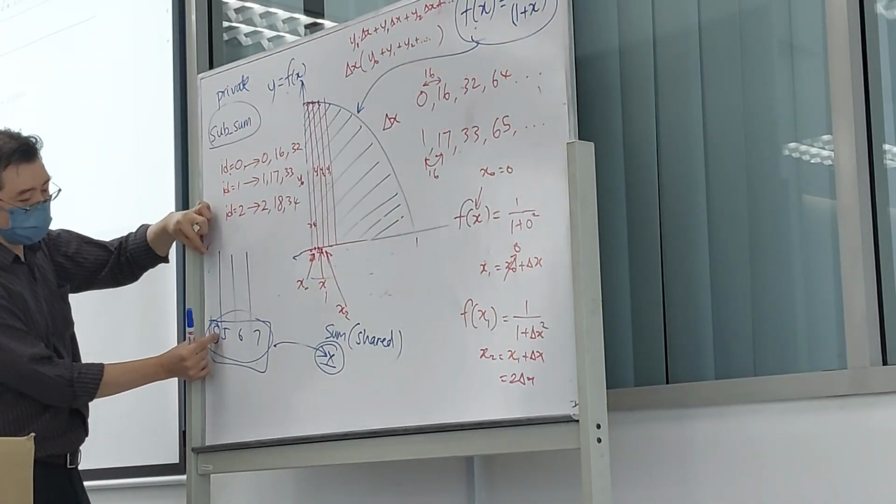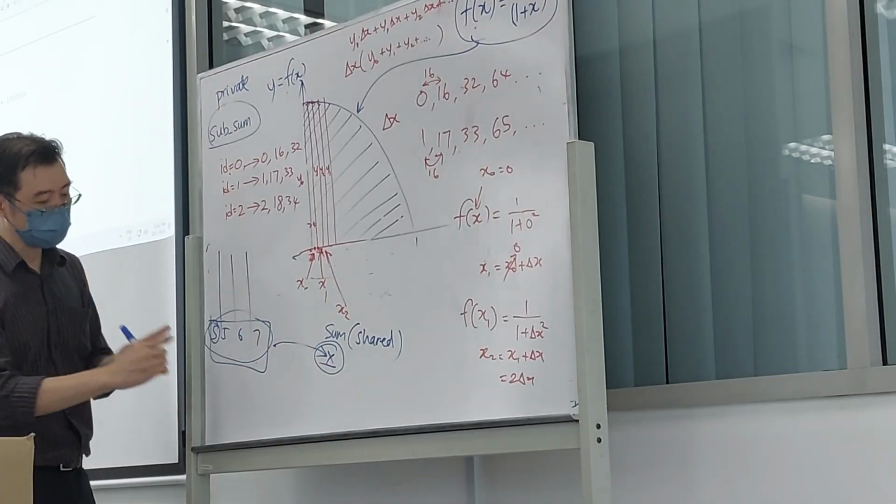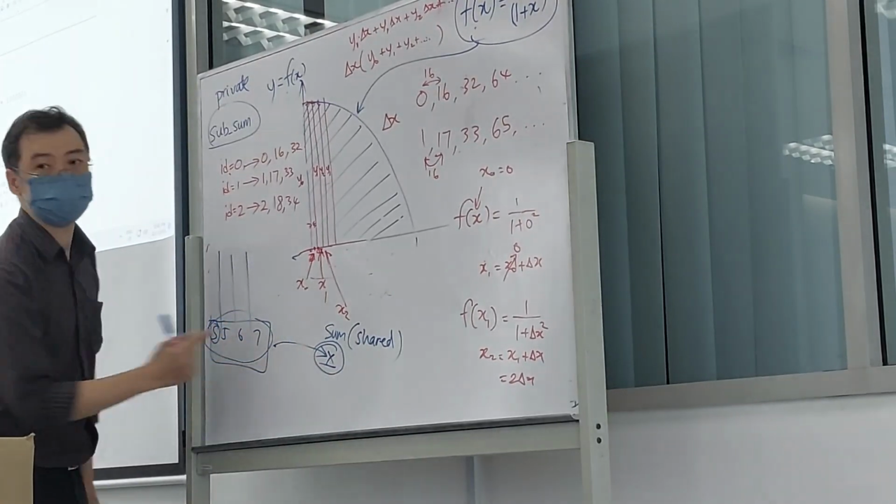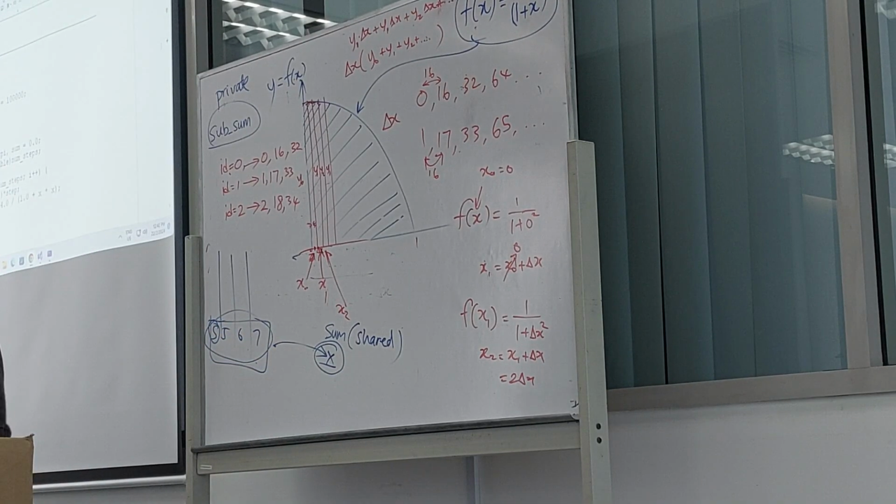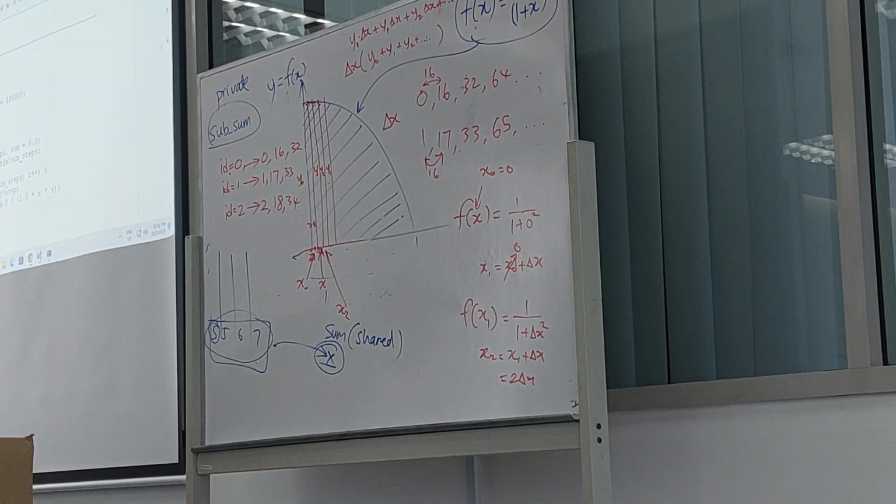Every thread is counting their own one, and there's one thread that finally takes all of them and sums them up. Okay? How to do that? Remember, let's come back here.